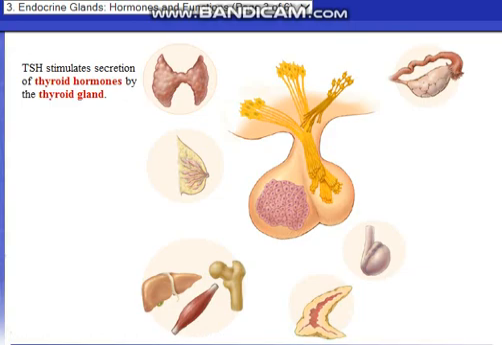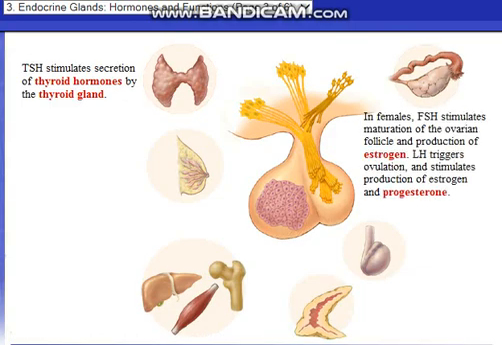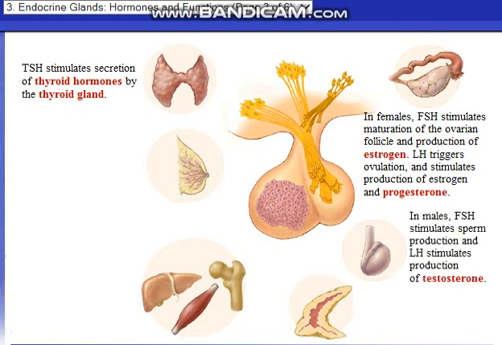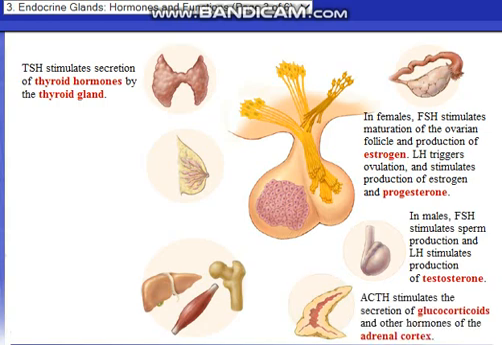TSH stimulates secretion of thyroid hormones by the thyroid gland. In females, FSH stimulates maturation of the ovarian follicle and production of estrogen. LH triggers ovulation and stimulates production of estrogen and progesterone. In males, FSH stimulates sperm production and LH stimulates production of testosterone. ACTH stimulates the secretion of glucocorticoids and other hormones of the adrenal cortex.